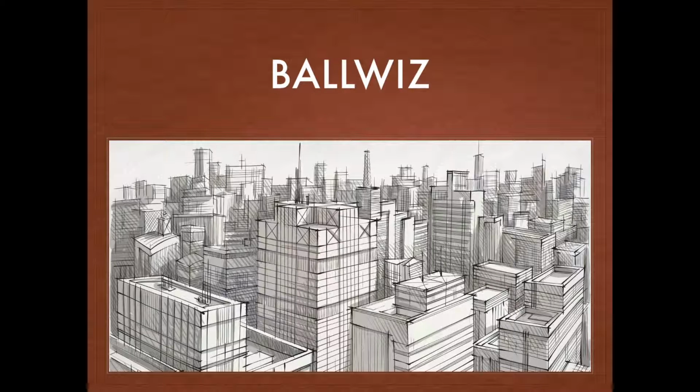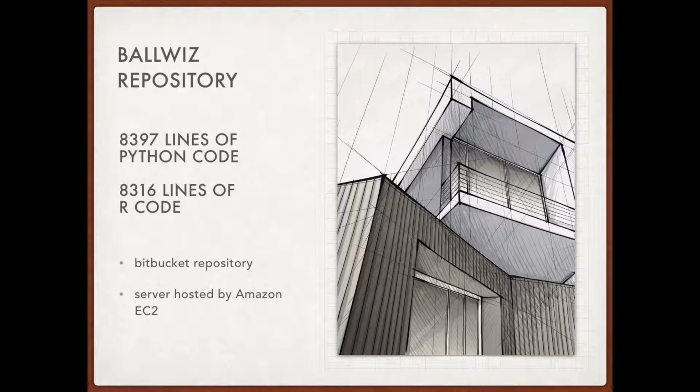the current data product. Ballwiz is a full stack development that is mainly composed of Python and R code. Most of the Python code lives under a Flask web framework and the R code inside an R package. They're all version controlled by Git with Bitbucket and run on Amazon Web Services.